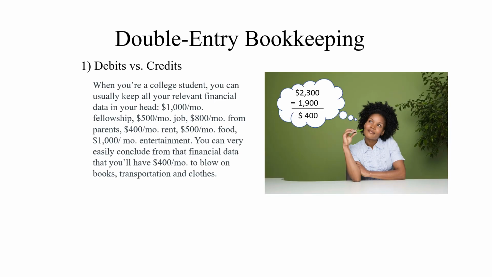When you're a college student, you can usually keep all your relevant financial data in your head. $1,000 a month from a fellowship, $500 a month from a job, $800 a month from your parents, but you have to pay $400 a month in rent, $500 in food, maybe $1,000 a month in entertainment. From this information, you can easily conclude that you'll have $400 a month to blow on books, transportation, and clothes.